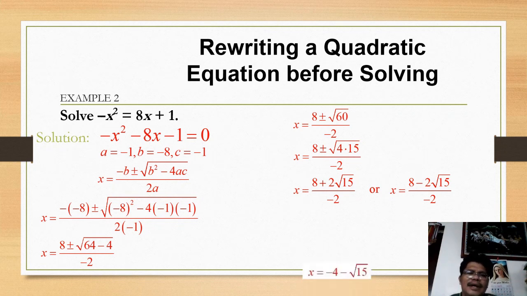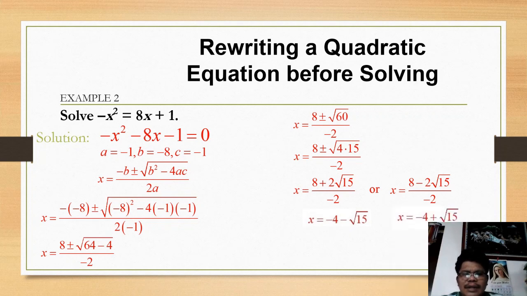So, let us now simplify again. Now, x equals negative 4 minus the square root of 15. Bakit nagkaganon? Why did it become negative 4 minus the square root of 15? That is, 8 divided by negative 2 is negative 4. 2 over negative 2 is negative 1 times the square root of 15. And the other one, 8 divided by negative 2 is negative 4, and then negative 2 divided by negative 2, so that's why it becomes positive 1, then times the square root of 15. So the solution of the quadratic now is negative 4 plus and minus the square root of 15.